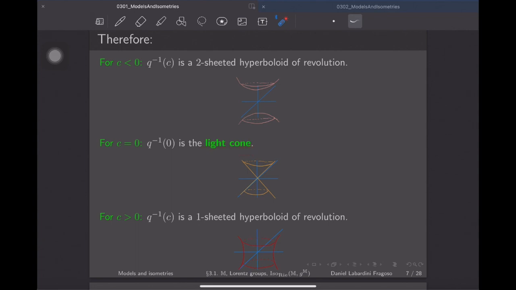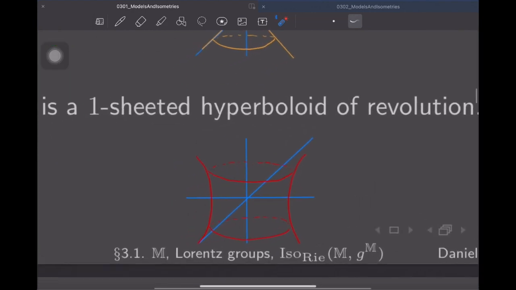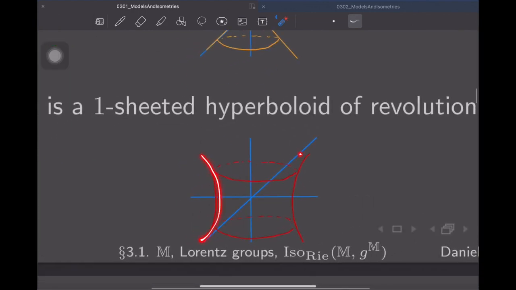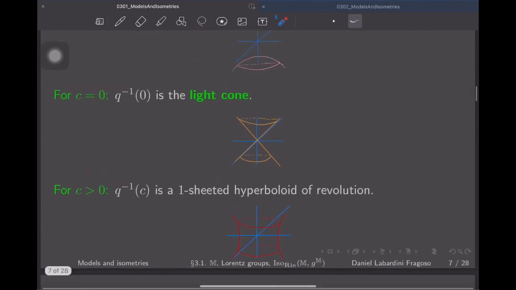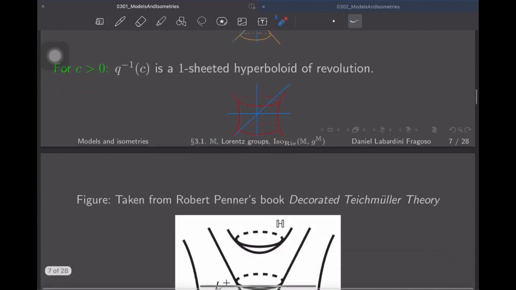And then from here I now get positive values of c and I let them get away from 0, to the right, then what I get is a one-sheeted hyperboloid that, as c goes to infinity, starts getting thicker and thicker. Right? So those were the three situations.